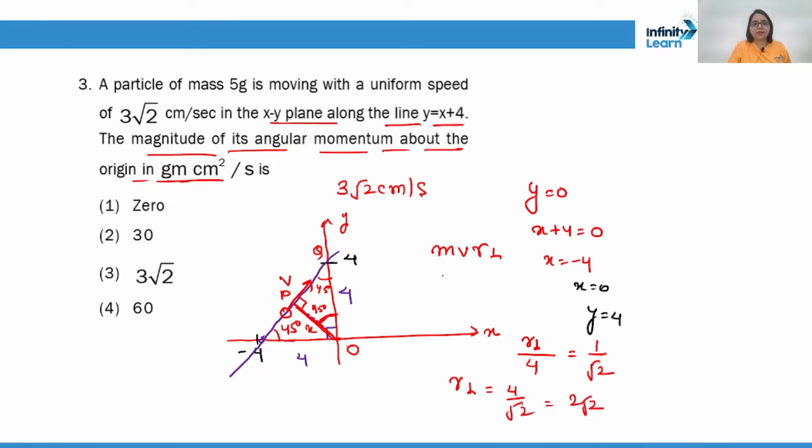So in this case, m is 5, v is 3 root 2 and r perpendicular is 2 root 2. So it will be 60. So the correct answer is option 4.